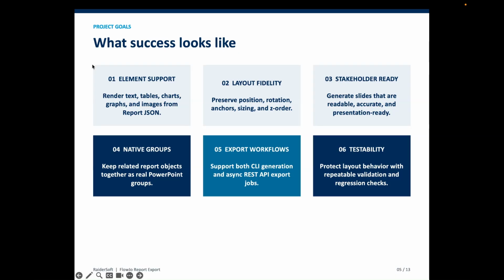What success looked like for us. First, we needed broad element support, and that meant rendering major pieces of FlowJo report, things like text, tables, charts, graphs, and images. Next, we needed layout fidelity. The exported PowerPoint had to preserve the original report's position, size, rotation, anchors, and z-order. In other words, we needed objects to land where they were supposed to land. Third, the output had to be stakeholder ready. The final deck needed to be readable, accurate, and polished enough for presentations or sponsor review.